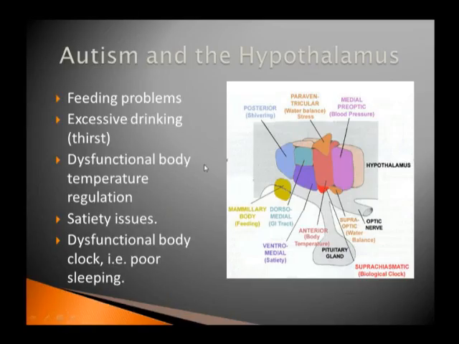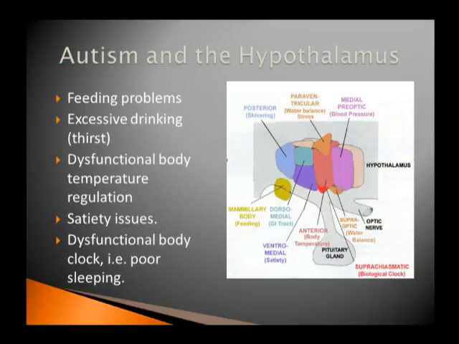Now, one interesting side note in autism, and this was a slide taken from a presentation I have on the overall brain function seen in autism with respects to neuroanatomy and neurophysiology. And I highlighted within this slide why we may see certain issues with some kids on the spectrum, such as feeding problems or excessive drinking or satiety issues, or maybe kids are not responding properly to melatonin to help with sleep, so their sleep cycle is still off. Some of it could be that there is just a dysfunction happening at the hypothalamic level.